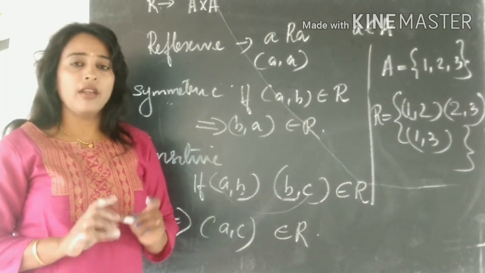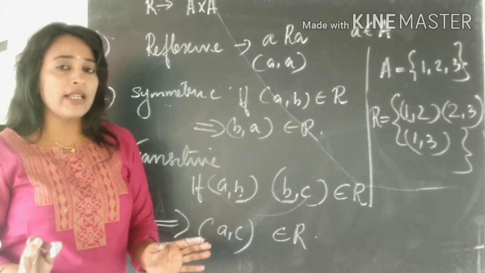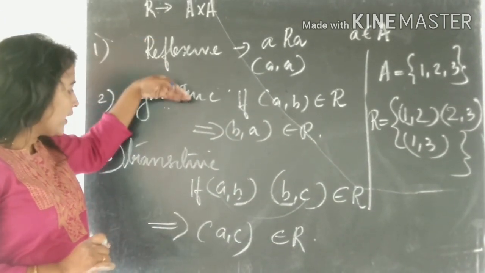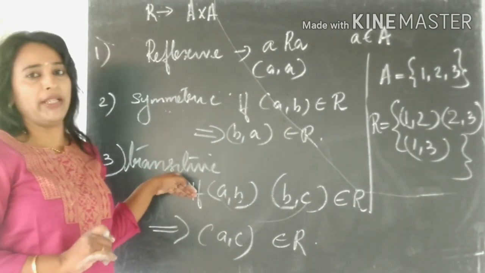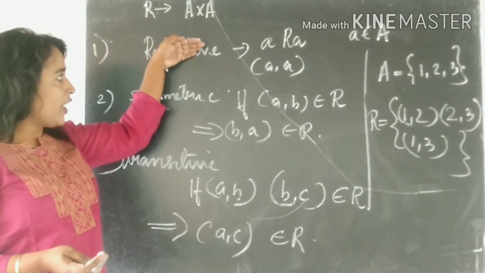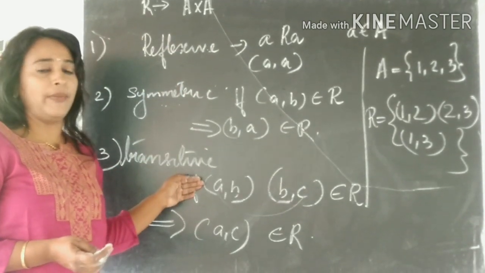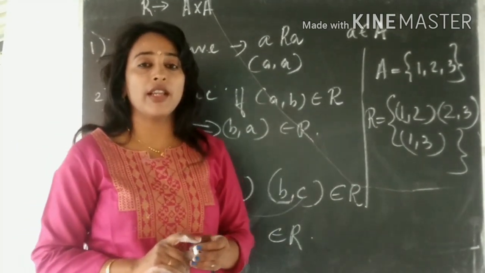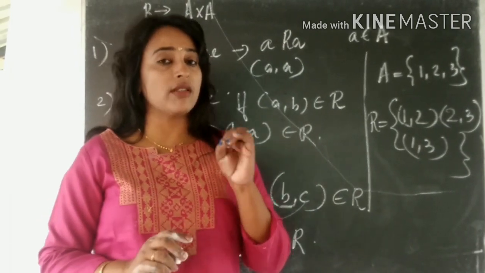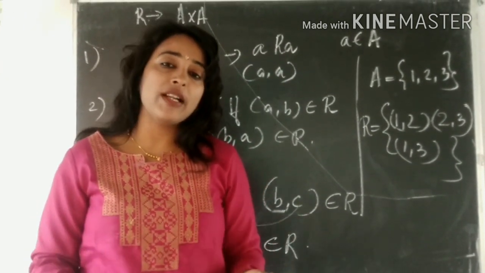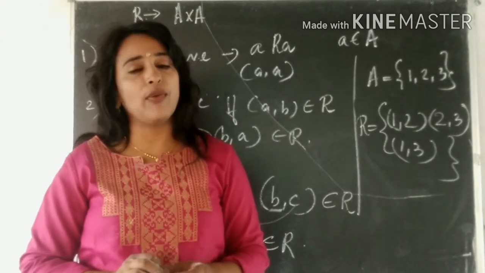Is it clear? Now, suppose a given relation satisfies all three properties, that is, the relation is reflexive, symmetric and transitive, then we say the relation is an equivalence relation. Because it is reflexive, symmetric and transitive, then definitely the relation is an equivalence relation.